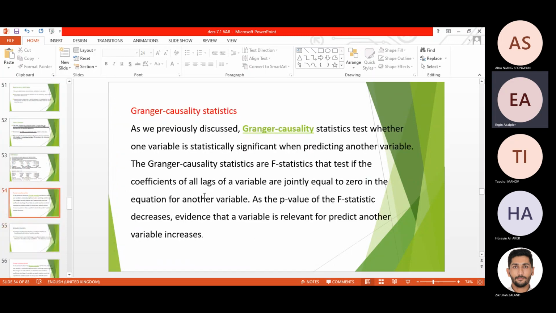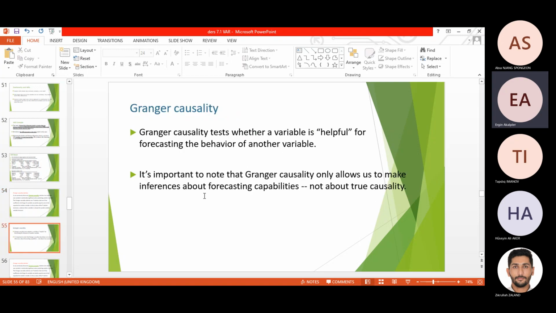The Granger causality statistic, as we previously discussed, tests whether one variable is statistically significant when predicting another variable. The Granger causality statistics are the F statistic that tests if the coefficients of all lags of a variable are jointly equal to 0 in the equation for another variable. As the p-value of the F statistic decreases, evidence that a variable is relevant for predicting another variable increases. The Granger causality tests whether a variable is helpful for forecasting the behavior of another variable.